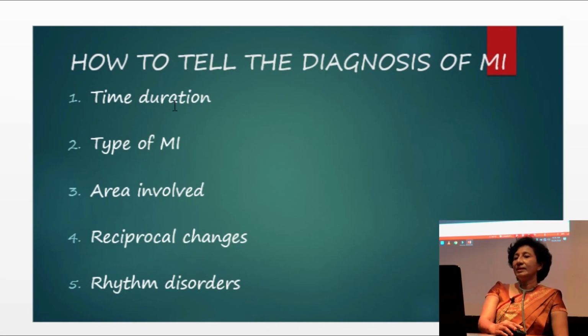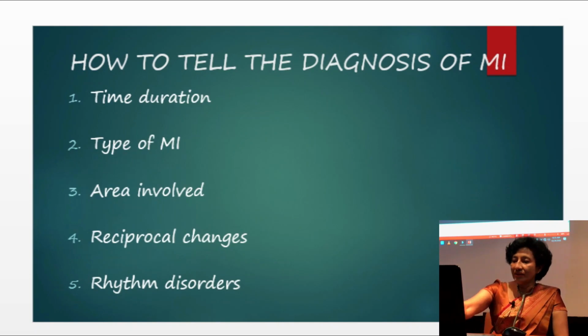In any medical diagnosis, you have to mention the time duration. Next, in myocardial infarction, the type of myocardial infarction, whether it is ST segment elevated myocardial infarction or non-ST segment elevated myocardial infarction. Then the area involved, whether it is extensive anterior, whether it is apicolateral, like that. Reciprocal changes if present, and rhythm disorders. Those 5 things should be included in your diagnosis.